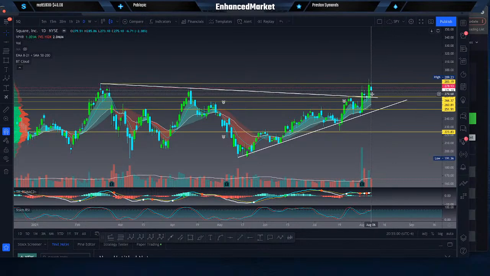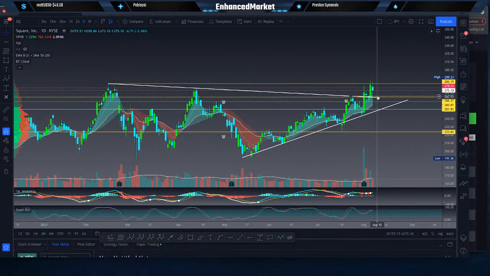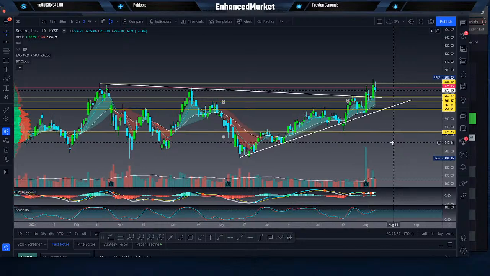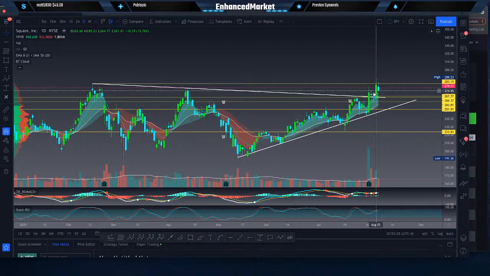we formed an inside bar, right? So this is an inside day, maybe one or two more inside days, and obviously you would just play the pivot points. So the high of 289.23, maybe get another retest back down to this white trend line. Yeah, Square totally treats us well. Yeah, Chris is very good when it comes to Square. Wait for the EMAs to catch up.